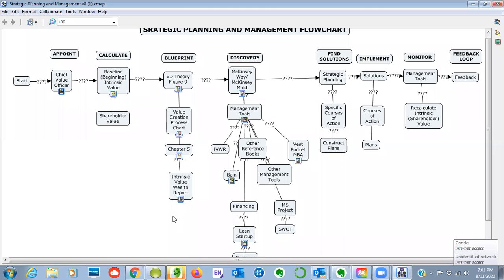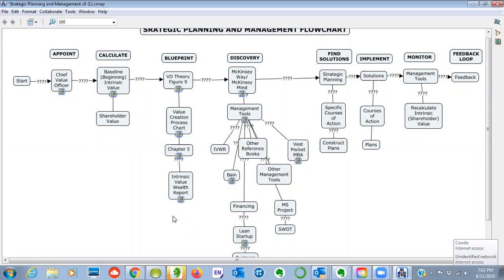Part of strategic planning and management, in fact a big part, if not the biggest part, is figuring out what the enterprise's financing needs are. Because I can guarantee you, after doing this for 38 years as an investment banker and venture capitalist and angel investor, every company needs financing. So that's a big part of your discovery process. What are your financing needs?